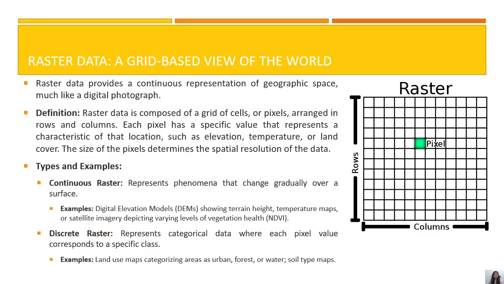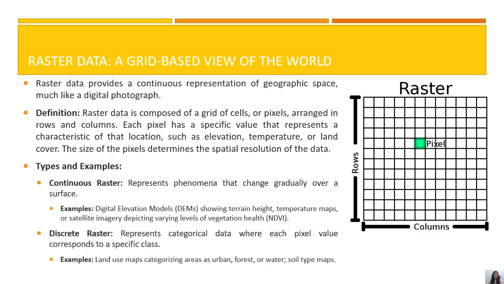If I want to define raster data, I would say it is data composed of a grid of cells, or data having pixels arranged in rows and columns. Each of these pixels has a specific value that represents a characteristic of that location, such as elevation, temperature, or land cover. The size of the pixels determines the spatial resolution of the data.